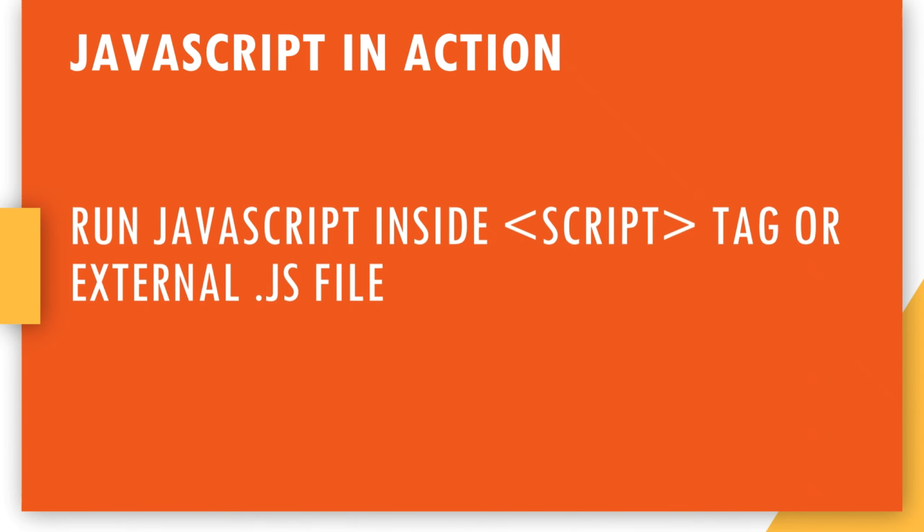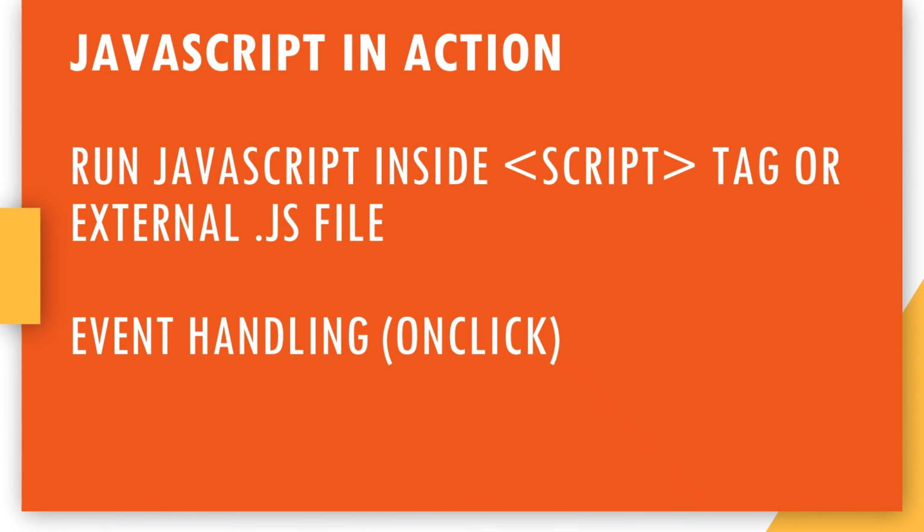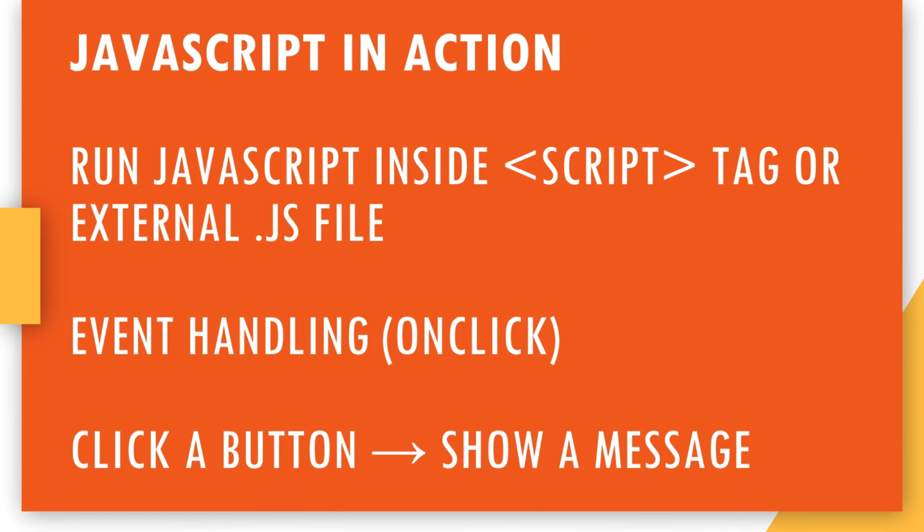Let's look at a simple example of how JavaScript works. Imagine a button on a web page. When you click it, a message pops up. That's JavaScript in action. You can write JavaScript directly inside HTML using a script tag or keep it in a separate JavaScript file and link it to your HTML. Keeping it separate is better for bigger projects.